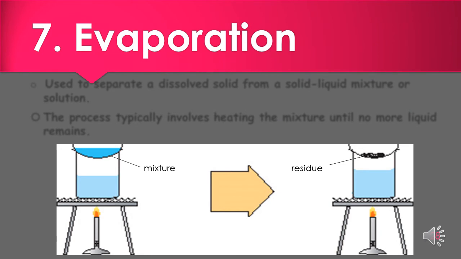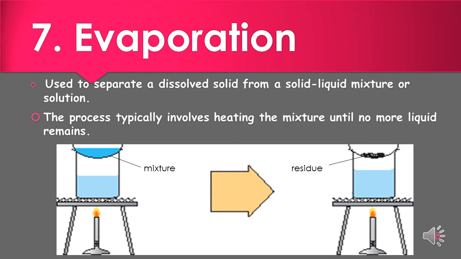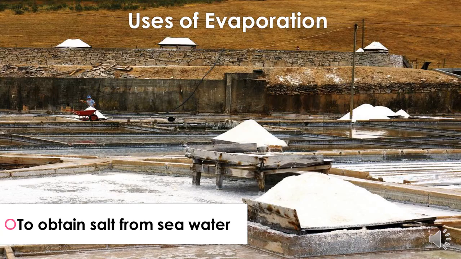Okay, next we have evaporation. So I think you're very familiar with evaporation. This technique is used to separate a dissolved solid from a solid liquid mixture, or in short, a solution. The process typically involves heating the mixture until no more liquid remains. So it involves the use of fire. The use of evaporation is to obtain salt from seawater. So that's how we get salt from the seawater through evaporation.